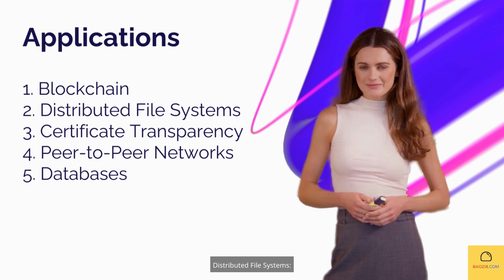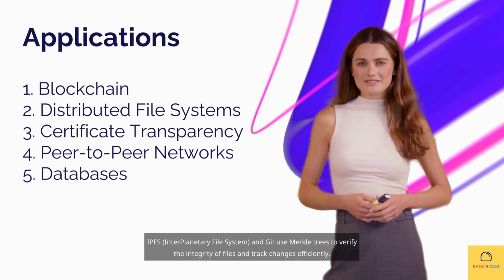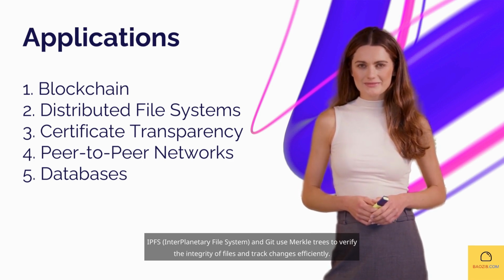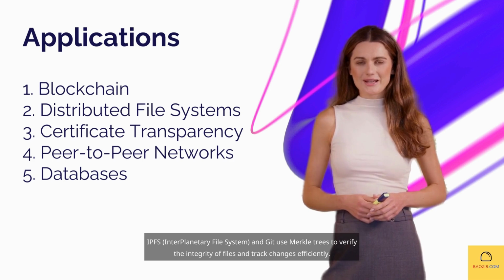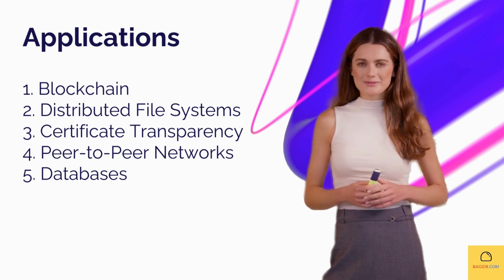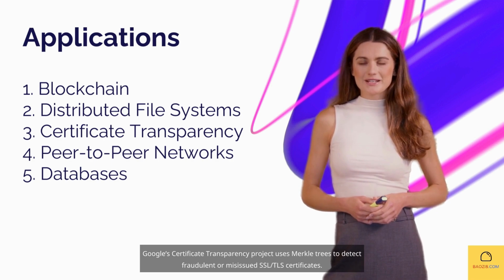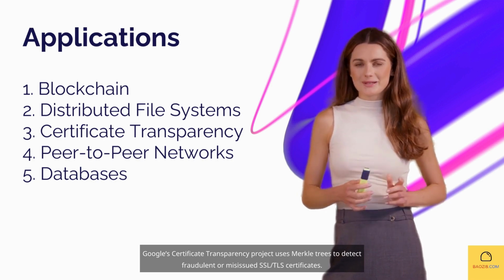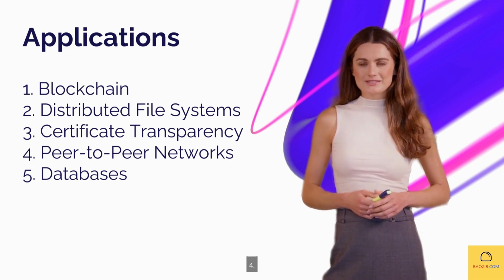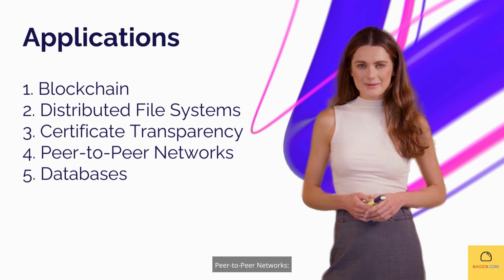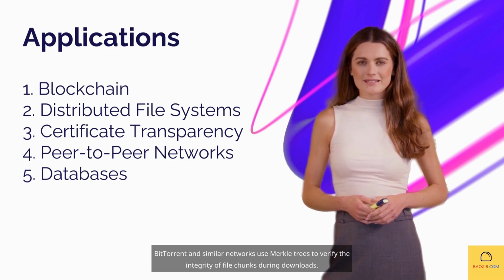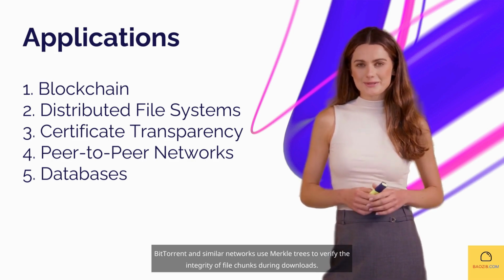2. Distributed file systems. IPFS, the InterPlanetary File System, uses Merkle trees to verify the integrity of files and track changes efficiently. 3. Certificate transparency. Google's Certificate Transparency project uses Merkle trees to detect fraudulent or misissued SSL/TLS certificates. 4. Peer-to-peer networks. BitTorrent and similar networks use Merkle trees to verify the integrity of file chunks during downloads.